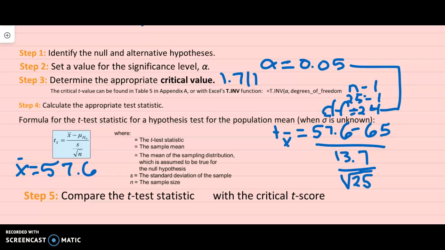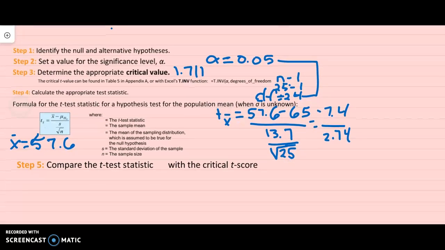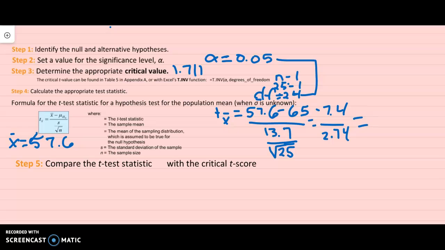So 57.6 minus 65, that's going to be negative 7.4 over 13.7 divided by 5, which would be 2.74. And when you divide those two, you are going to get negative 2.701 for your test statistic.